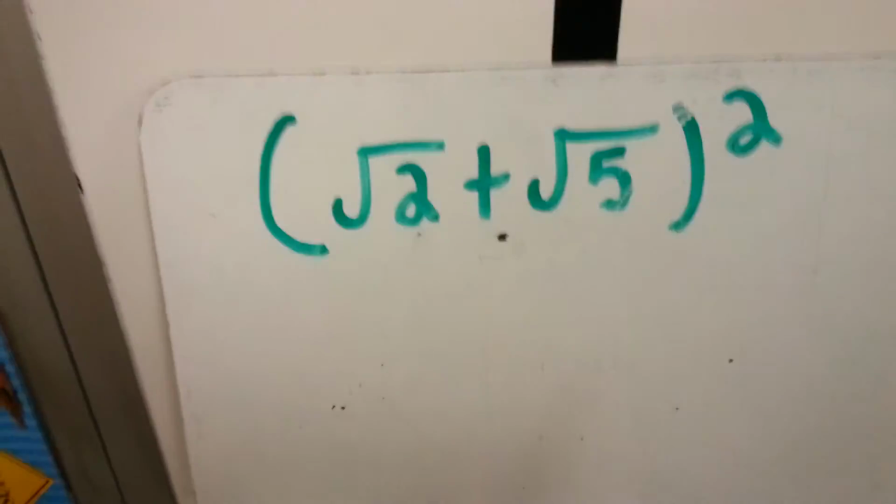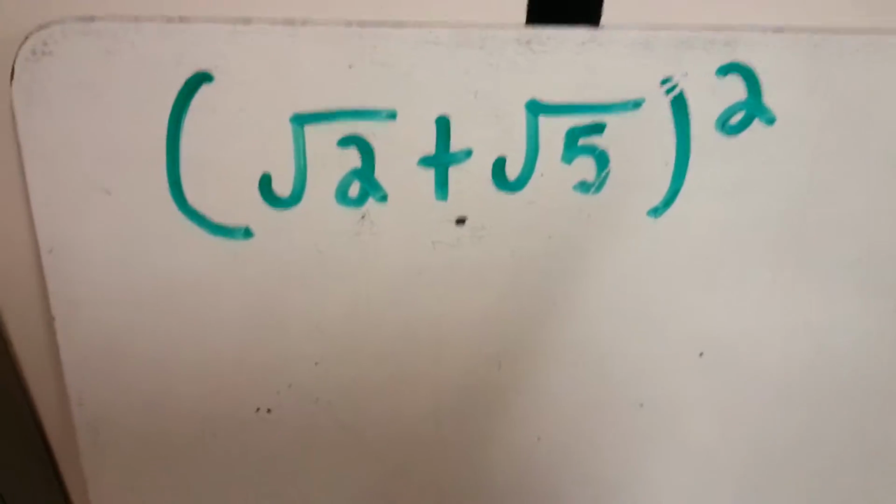Multiplying radicals. This is our equation here. We have the square root of 2 plus the square root of 5, squared.